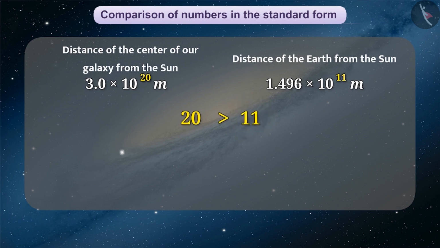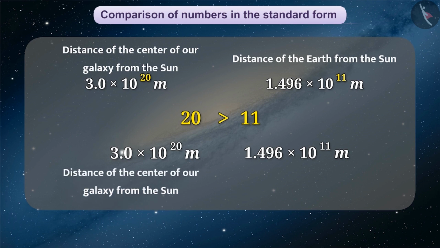we can say that 3.0 into 10 to the power of 20 meter is greater than 1.496 into 10 to the power of 11 meter, which means the distance of the center of the galaxy from the Sun is greater than the Earth's distance from the Sun. In this way, take any two large numbers and express them in their standard form and compare them.